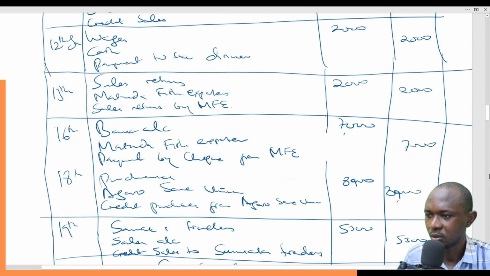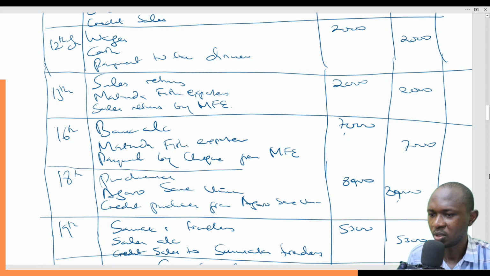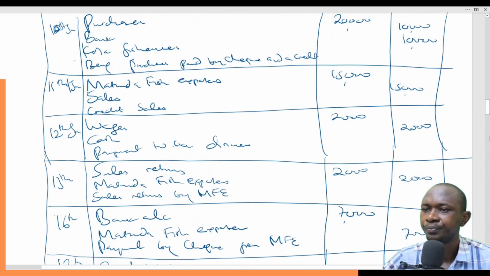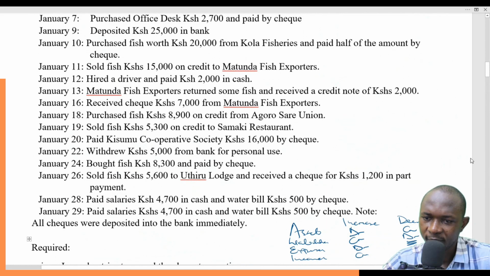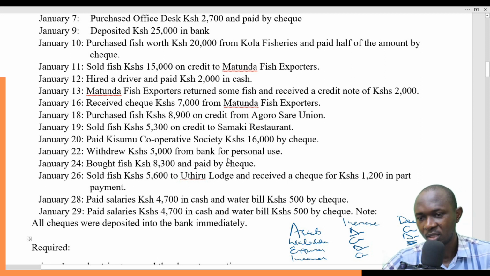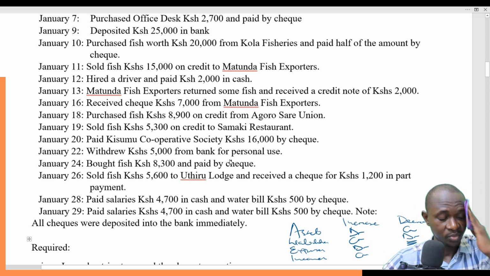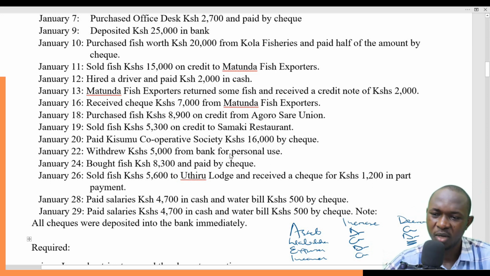Let's proceed. On January 22nd, withdrew 5,000 from bank for personal use. So this, when you withdraw money for personal use, we call that drawings. So drawings will be debited, and then of course we withdraw money from the bank. So money in the bank reduced by 5,000. So we'll debit drawings account and then credit bank account, and this is on January 22nd.